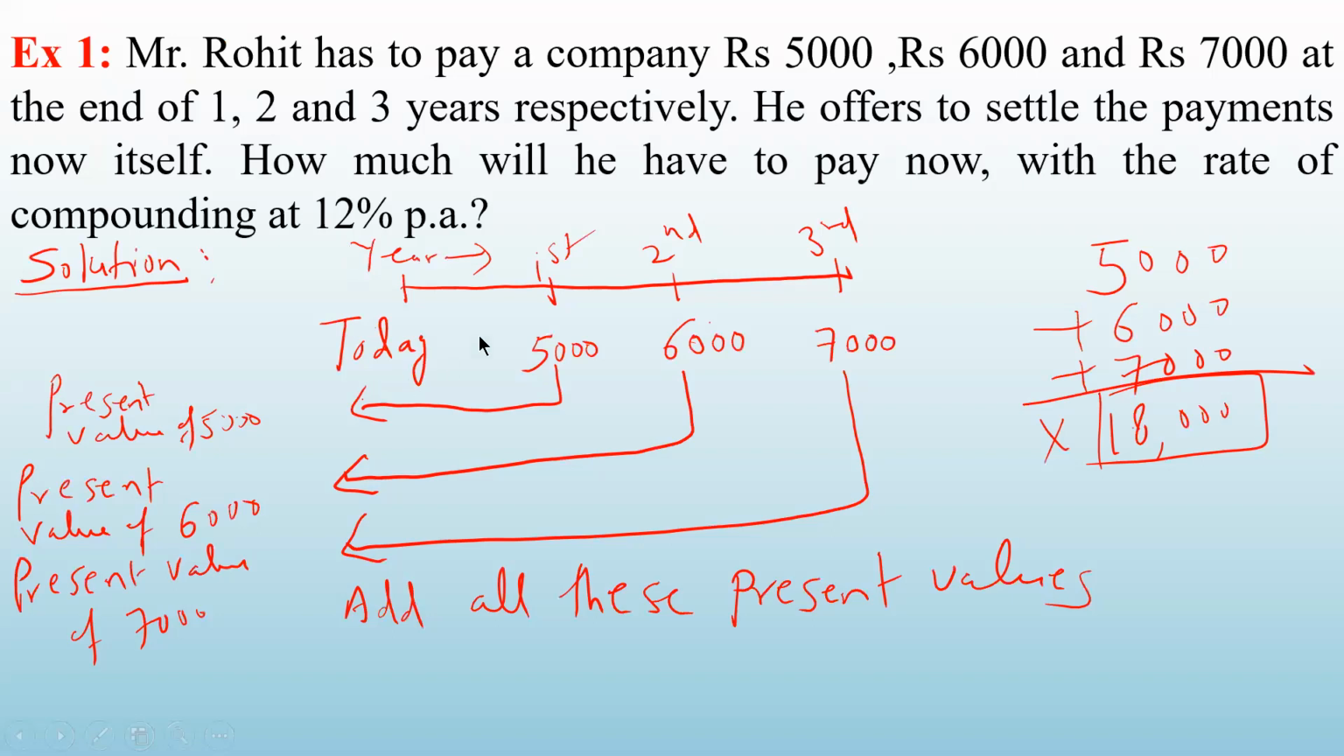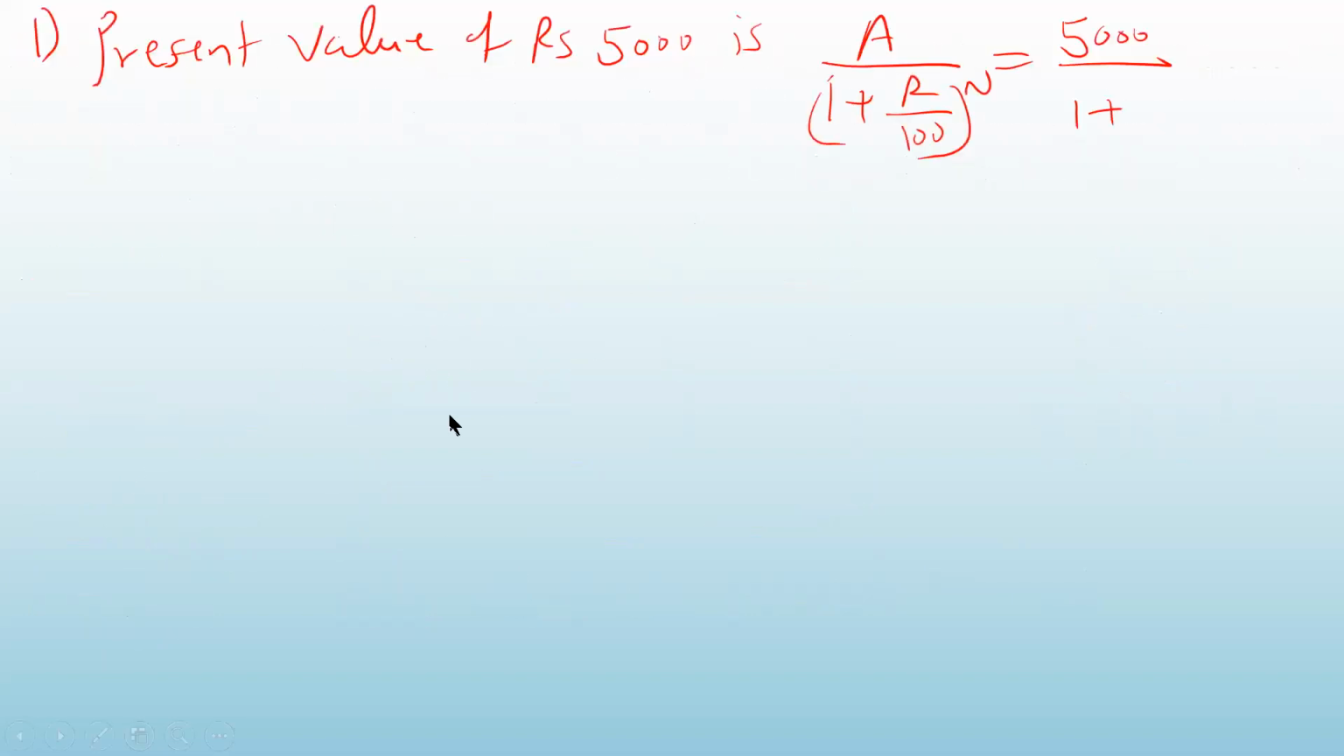12%. Okay, and for this 5,000, n will be 1 because he was paying after 1 year and now he is paying. So n is equal to 1. So 1 plus 12 upon 100 raised to power 1. So this will be 5,000 divided by 1.12. This is the present value of rupees 5,000.